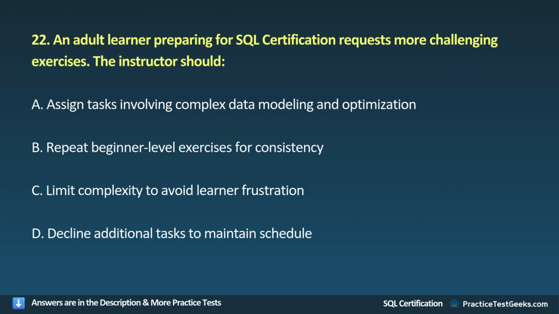22. An adult learner preparing for SQL certification requests more challenging exercises. The instructor should: A. Assign tasks involving complex data modeling and optimization. B. Repeat beginner-level exercises for consistency. C. Limit complexity to avoid learner frustration. D. Decline additional tasks to maintain schedule.